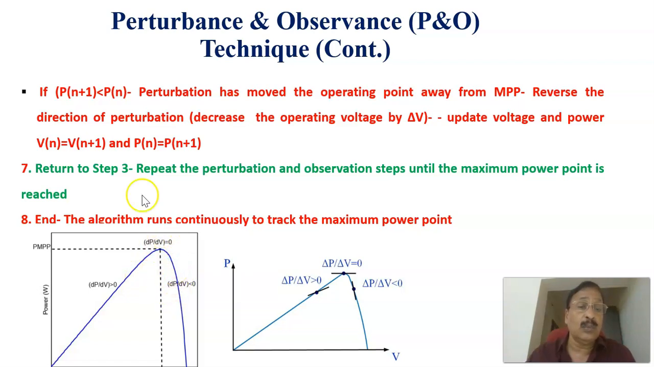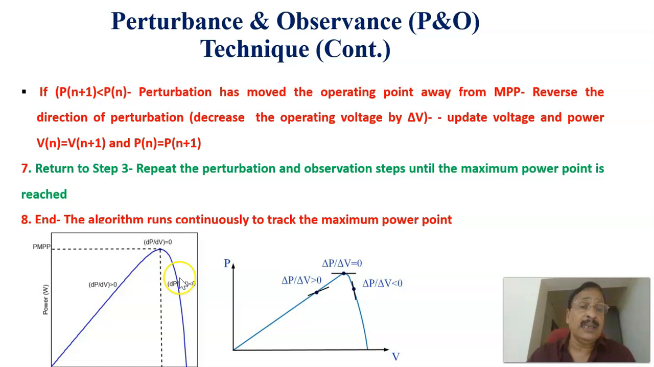That is, you reverse the perturbation and reduce the voltage by delta V, and update the voltage again, Vn equal to Vn plus 1 and Pn equal to Pn plus 1. Again, you calculate the power. Therefore, if the operating point is here, you will be increasing the voltage and reaching the maximum power point.